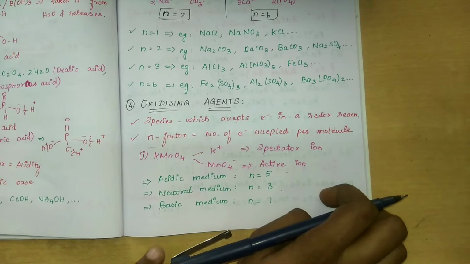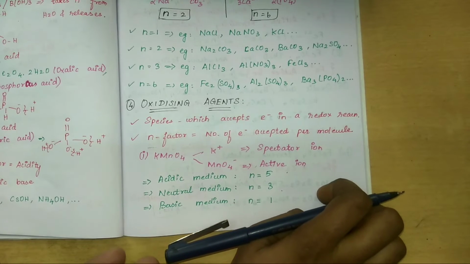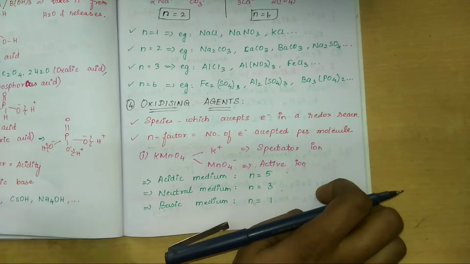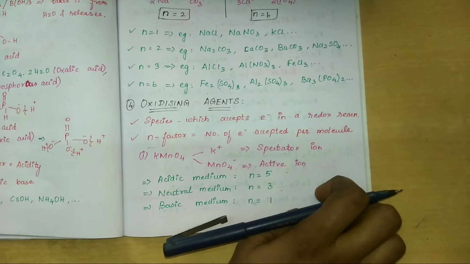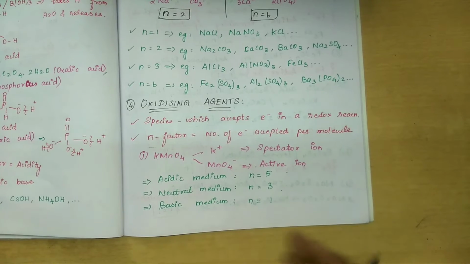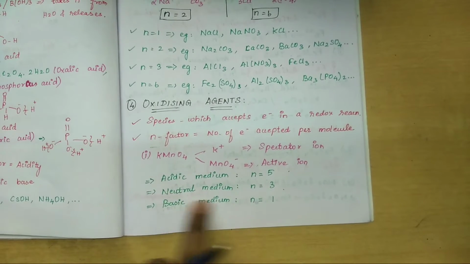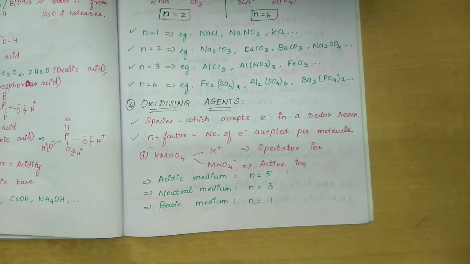In acidic medium, it will take up 5 electrons and oxidize the reaction by reducing itself. So for neutral and basic medium respectively, it will take the number of electrons as the n factor. Next one.